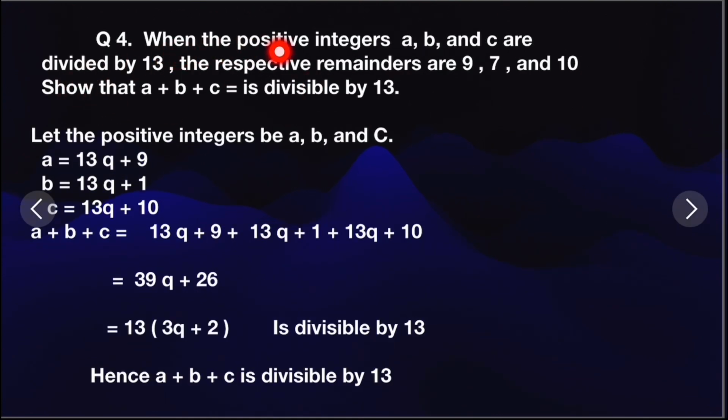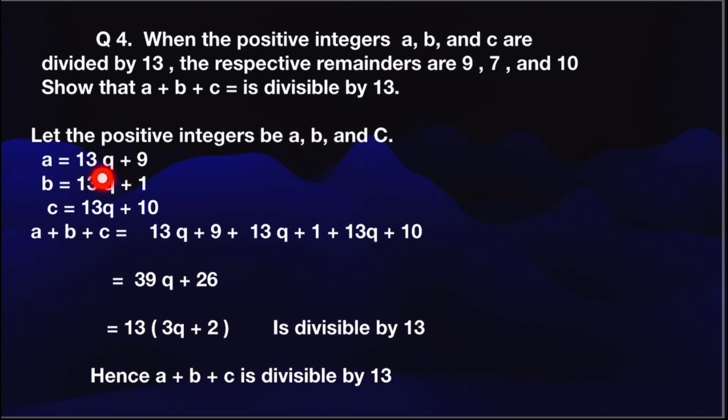Question 4. When the positive integers a, b, c are divided by 13, the respective remainders are 9, 7, 10. Show that a plus b plus c is divisible by 13. Okay, first let's write down the lemmas. So let the positive integers be a, b, c.